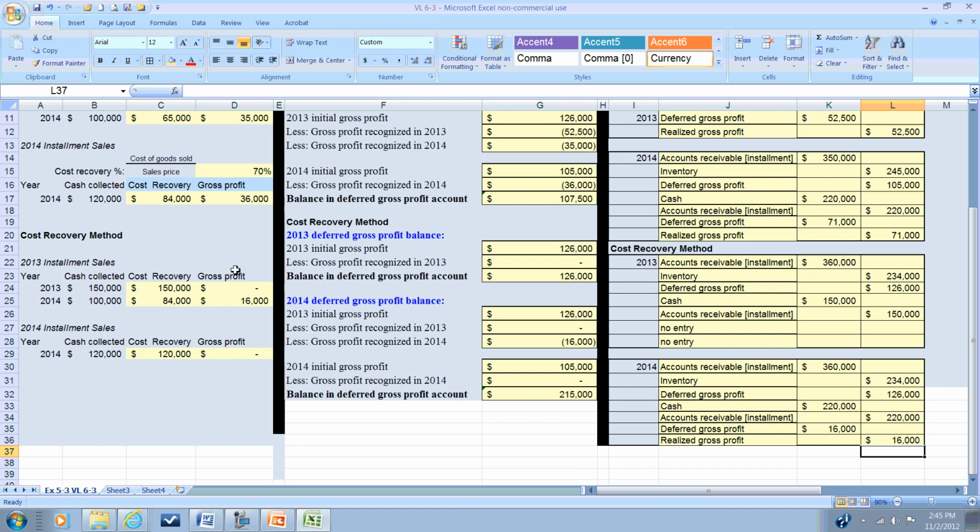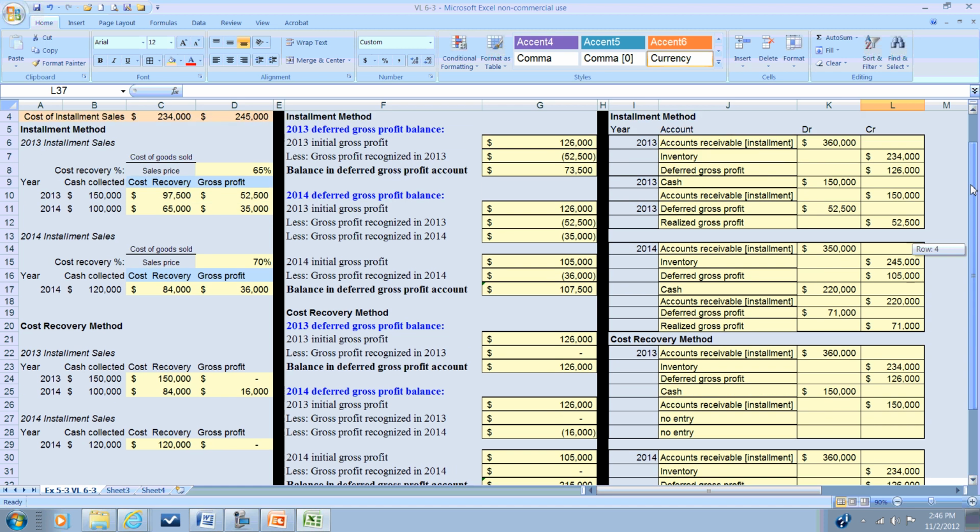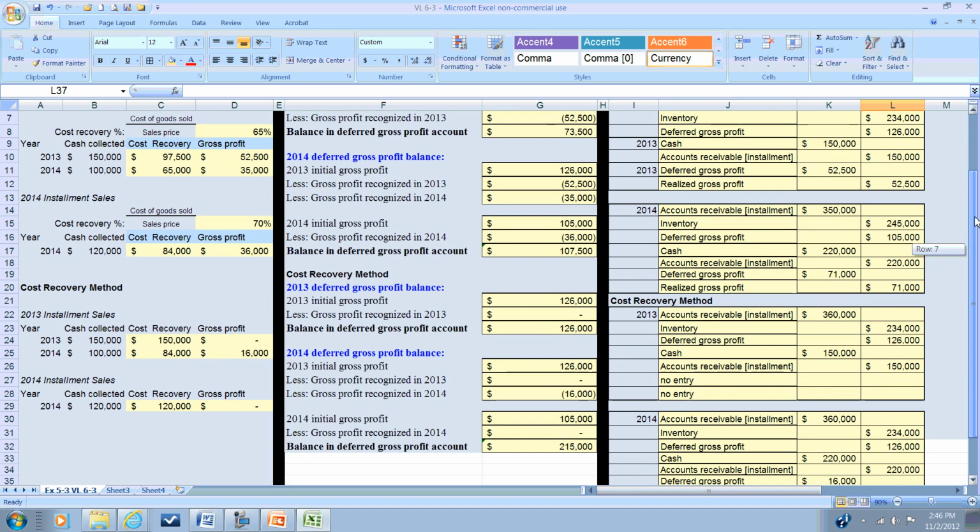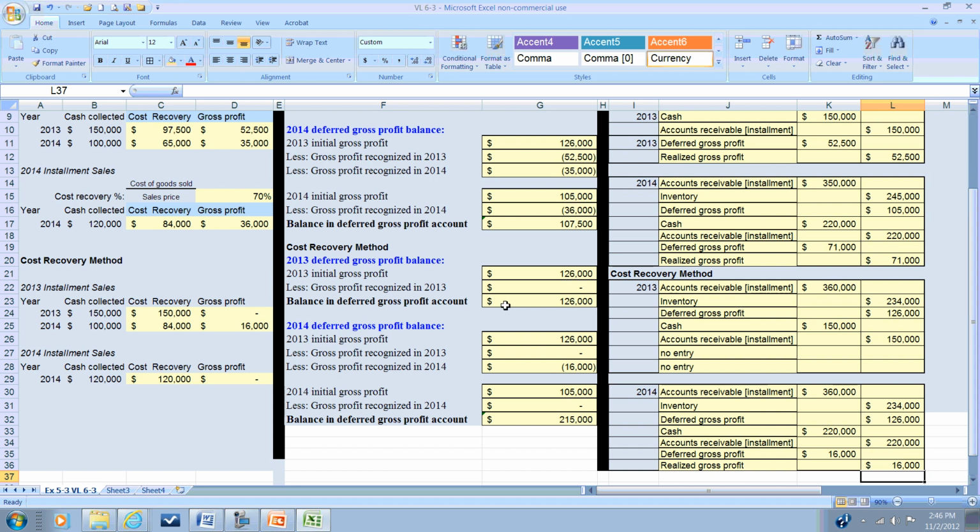Again, going forward, any 2013 sales will all go to gross profit. 2014 we have an additional $125,000 in cost to recover before we can recognize any gross profit. And that is the installment gross profit method.